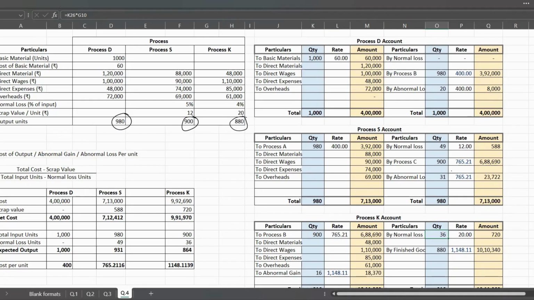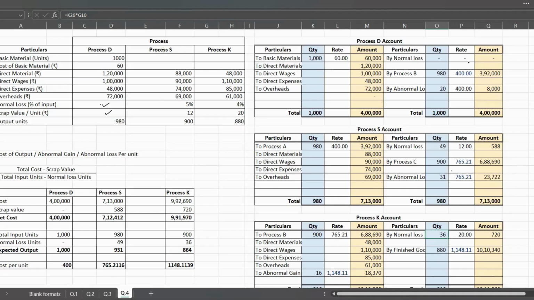So let us start just like previous questions. Input of process 1, or here process D, is 1000 units at 60. 1000 units at 60 comes to 60,000, and all these expenses are recorded as they are given in the question onwards. Once the expenses are recorded, next coming to normal loss. As you can see, there is no normal loss here. So normal loss is blank.